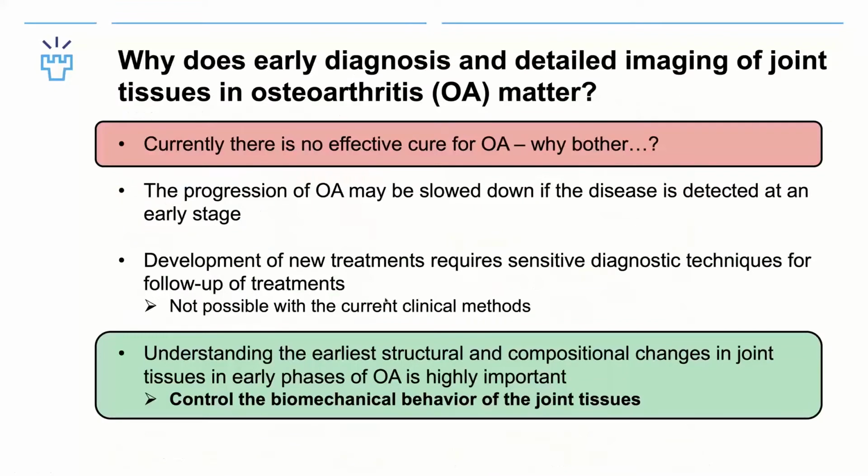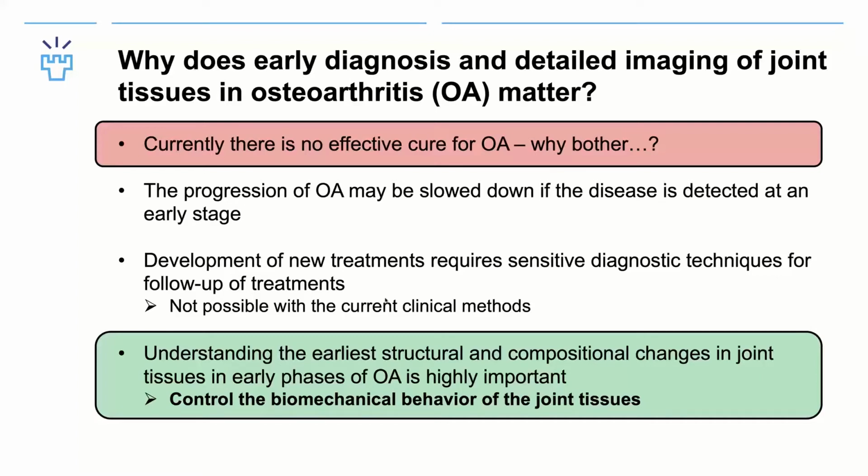This is a question that I get quite often when giving speeches about osteoarthritis diagnostics. So why does early diagnosis and detailed imaging of joint tissues matter, especially because there is no effective cure for osteoarthritis at the moment? So we don't have any medication which would cure the disease. So at the moment we can only slow down its progression. So very often I get asked, especially by medical doctors, why bother?